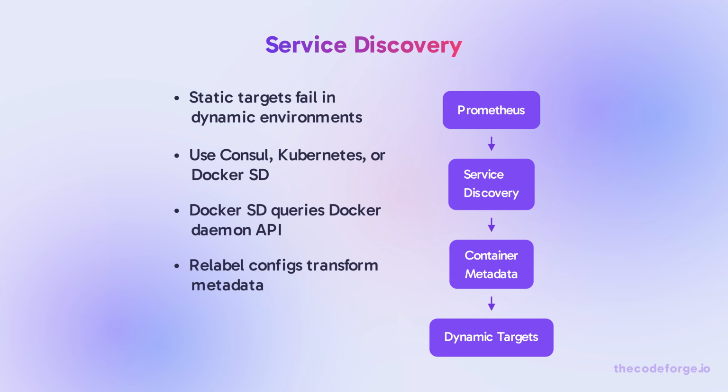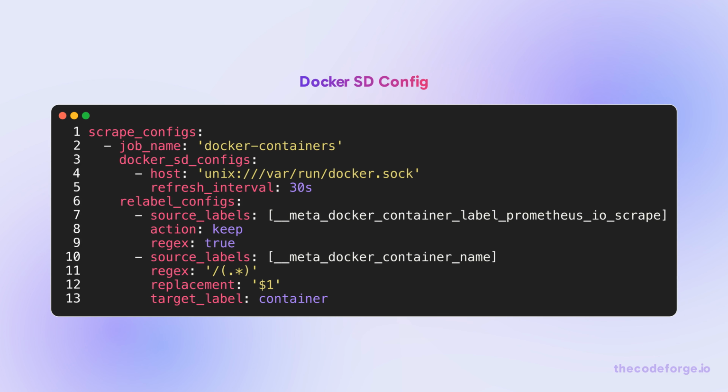Service discovery dynamically generates targets from your infrastructure catalog. Prometheus supports Consul, Kubernetes, and Docker service discovery. This Docker SD config discovers running containers and scrapes those with the label prometheus.io/scrape: true. The relabel configs extract the container name and map it to a target label.